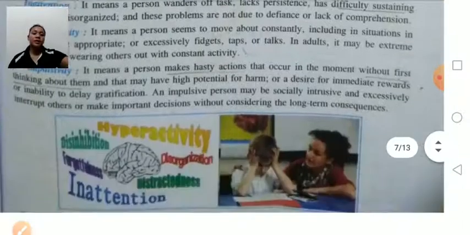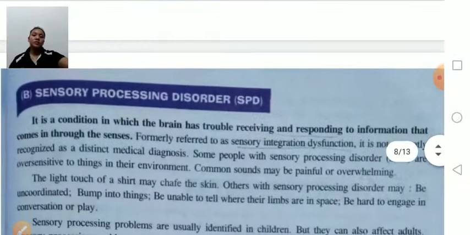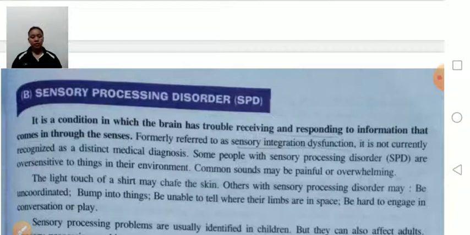Next is sensory processing disorder. Sensory processing disorder is a condition in which the brain has trouble receiving and responding to the information that comes in through the senses. Sensory processing disorder means your senses do not work properly. Therefore, the person has problems in receiving and responding to the information that comes in through the senses.